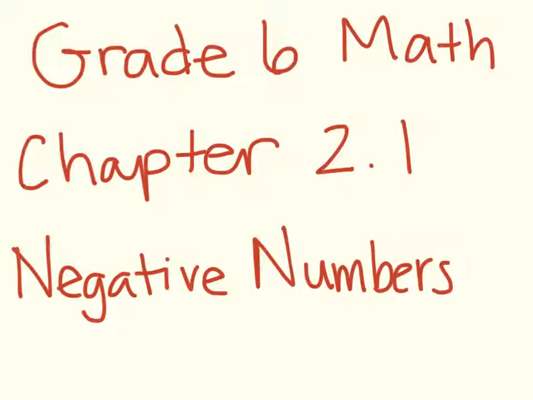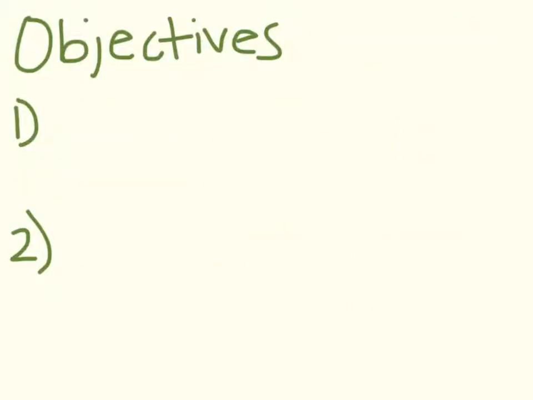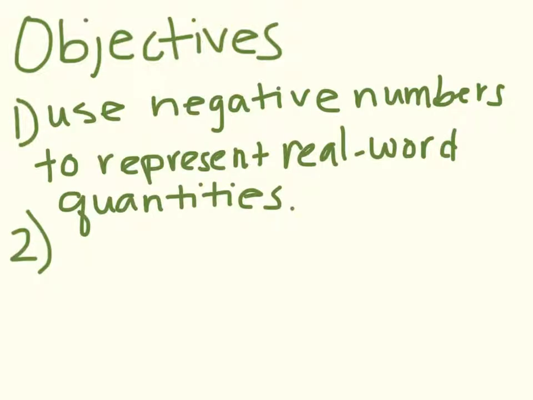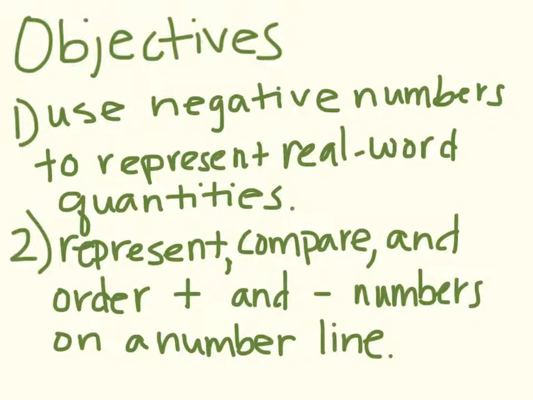Let's get started. This chapter has two main ideas and objectives. The first is to use negative numbers to represent real-world quantities. The second main idea is to represent, compare, and order positive and negative numbers on a number line. Let's look at our first example.